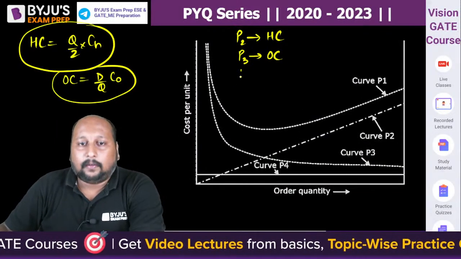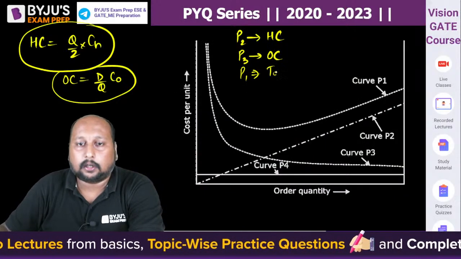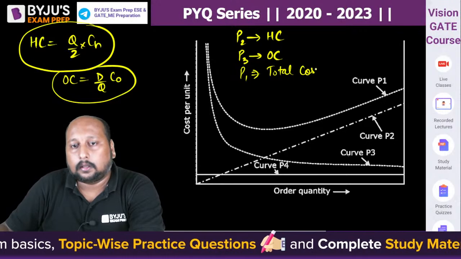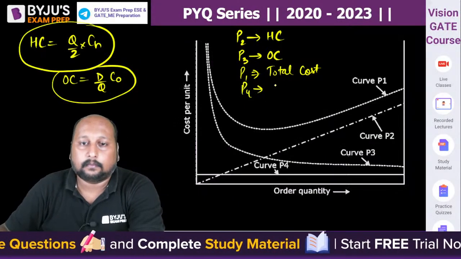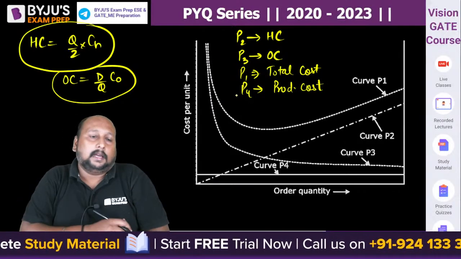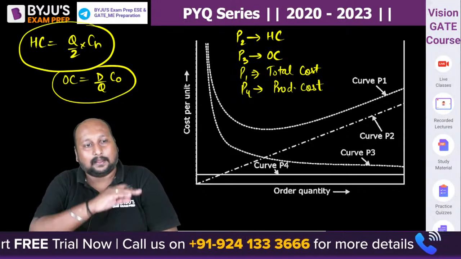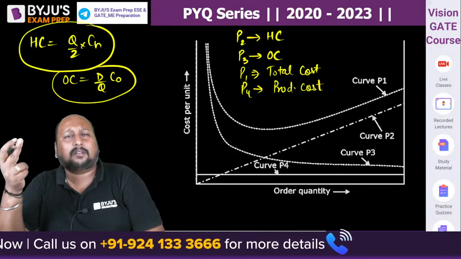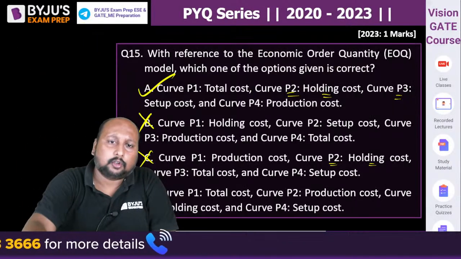And we know that P1 is equal to your total cost, right? And we are left out with P4. P4 over here is your production cost. It is immaterial. Whatever you are ordering, the production cost will always remain constant. This is something like your fixed cost that you study in break-even analysis. Okay. Fine. So option A is the correct answer.